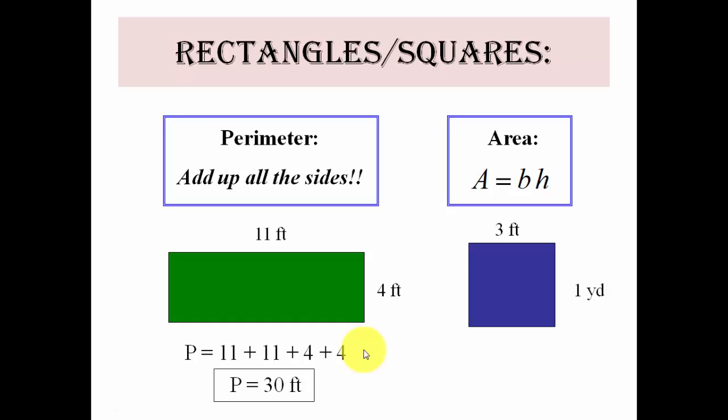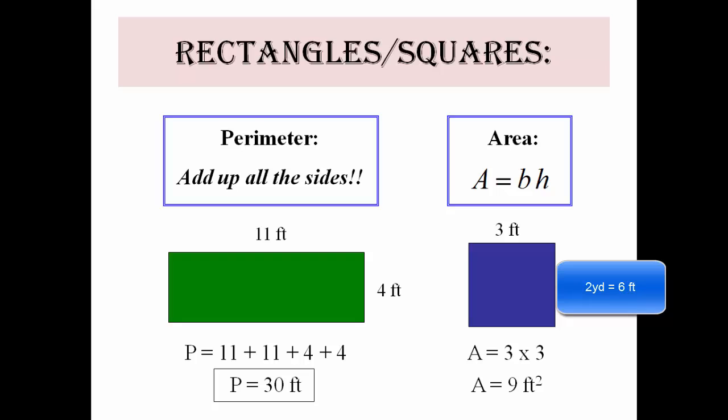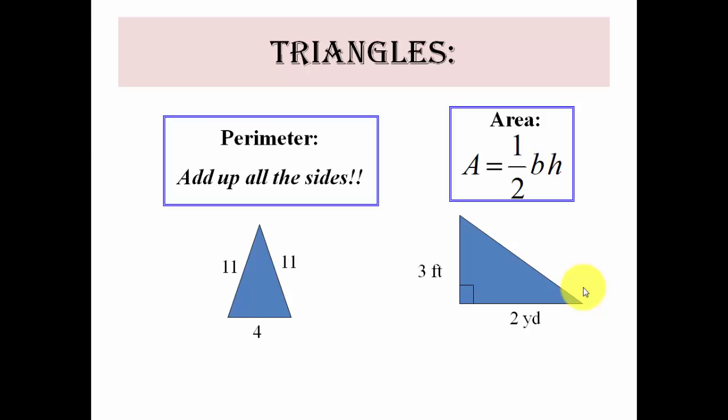Alright, area. Let's find the area of this square. I just do my base times my height. I do want you to notice that these are not in the same unit. You have to have them in the same unit in order to calculate area. So we're going to turn our yards into feet, and it's going to be 3 feet. So we're going to have 3 times 3, which will give us 9 feet squared. Now for triangles.